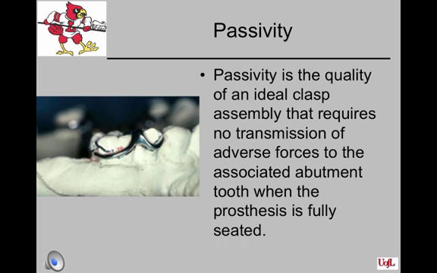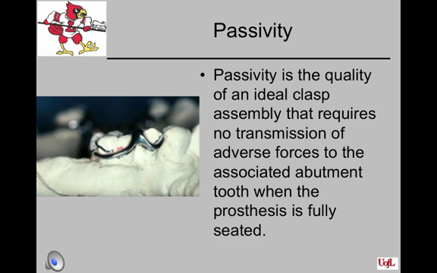Passivity is the quality of an ideal clasp assembly that requires no transmission of adverse forces to the associated abutment tooth when the prosthesis is fully seated. The direct retainer arm becomes active when it flexes over the height of contour on its way to the undercut of the tooth. When it gets to that final position, it is passive. There are no lateral forces being exerted on that tooth. The only time the direct retainer arm may become active is when some dislodging force is applied to the prosthesis.